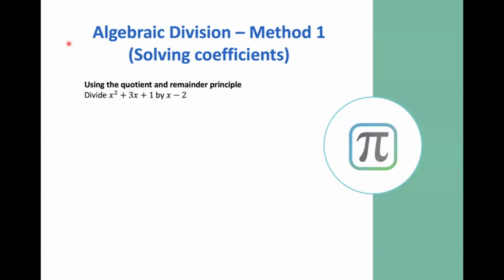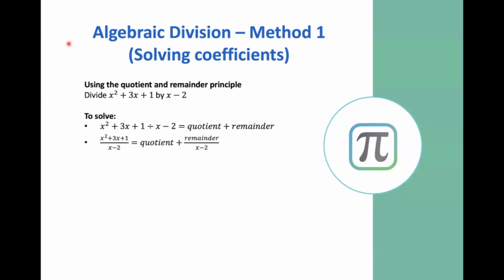So using the quotient and remainder principle, we've got a question here of divide x squared plus 3x plus 1 by x minus 2. Just a reminder, we're looking to solve for a quotient and a remainder in this example. And one way you can express this is as a fraction, as in the previous example with numbers. So we have x squared plus 3x plus 1 divided by x minus 2. Our quotient will divide neatly by x minus 2, so we don't need to put a denominator there. And then we have our remainder divided by x minus 2.